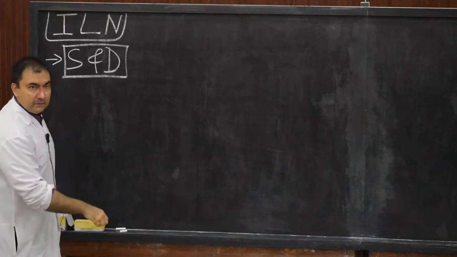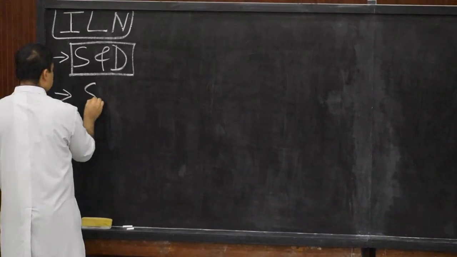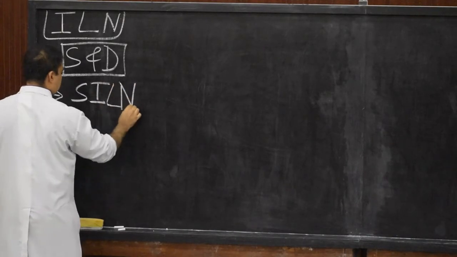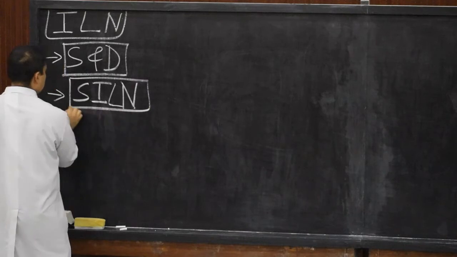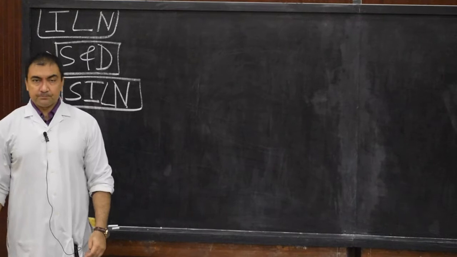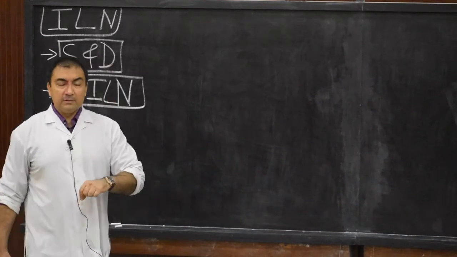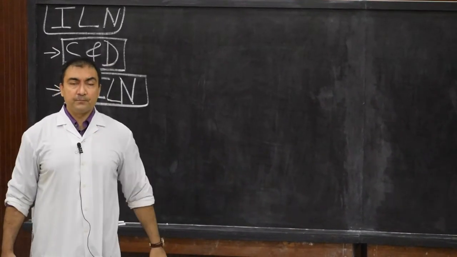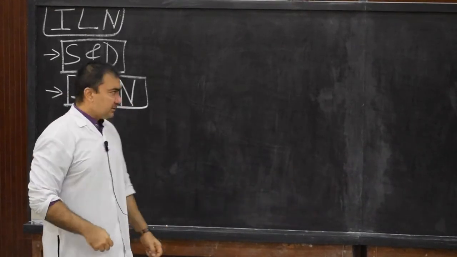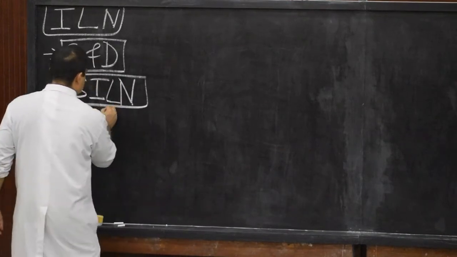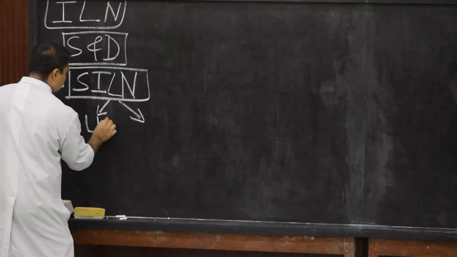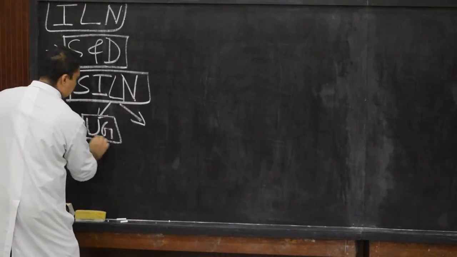Superficial group of inguinal lymph nodes. The superficial inguinal lymph nodes are located in the subcutaneous tissue, and they are divided basically into two groups, upper and lower. So the superficial inguinal lymph nodes are divided into upper group and lower group.